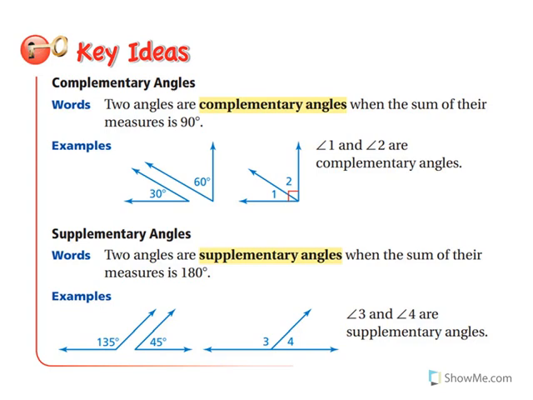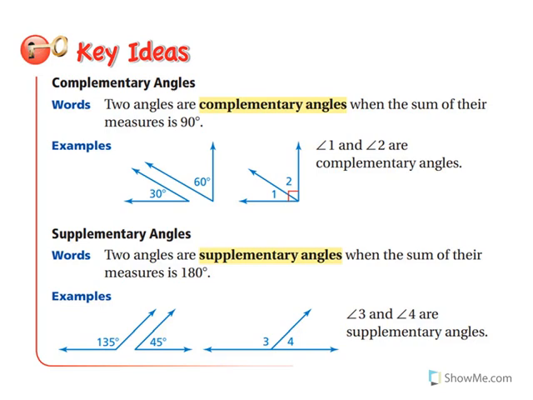As you can see in the examples here, we have two different examples. 30 plus 60 equals 90, therefore they are complementary. In the other example, we have angle 1 and angle 2. We're not given the measurements, however, we know that combined they equal 90 because they form a right angle.